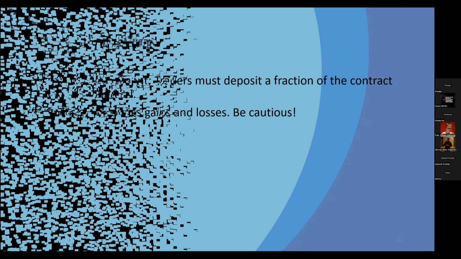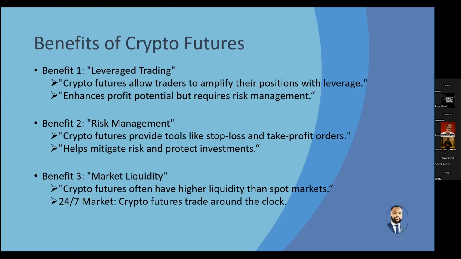Then we have the benefits of crypto. Yeah, there are benefits. Okay. Now we have leverage trading, which I talked about. It maximizes your profit and also your losses. So it amplifies it. Crypto futures allow traders to amplify their position with leverage. I talked about the leverage part. Then it enhances profit potential, but it requires risk management. There's also risk too. Risk management is another thing entirely that we need to talk about in this industry. How to manage risk is very, very important.